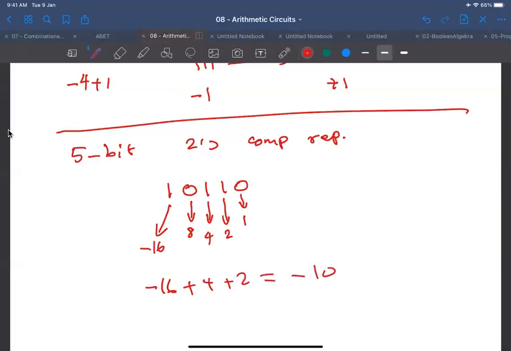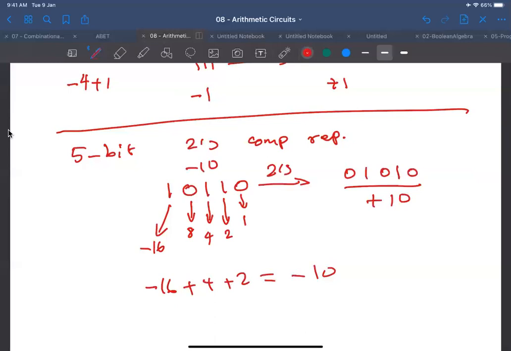And if you want to make sure about this, take the 2's complement here. It becomes 0, 1, and then 0, 1, 0. What is this? It's +10, so this must be -10. Do you see that?